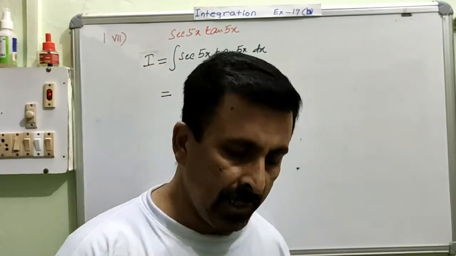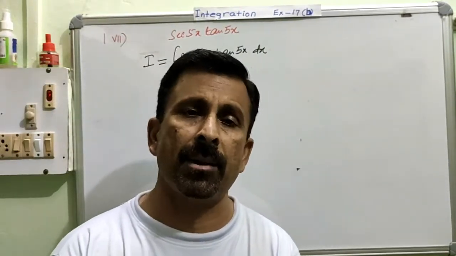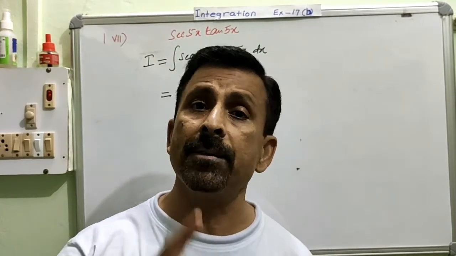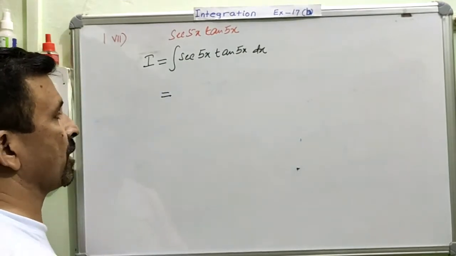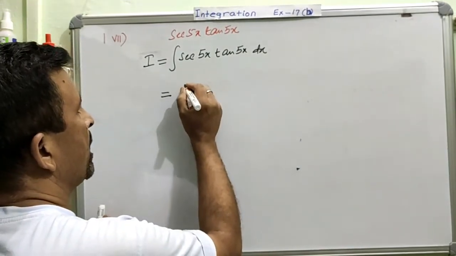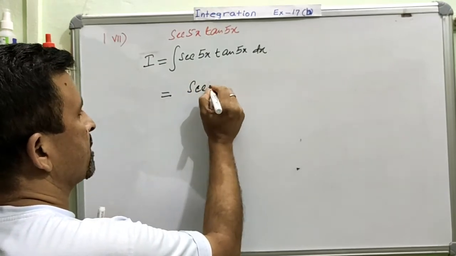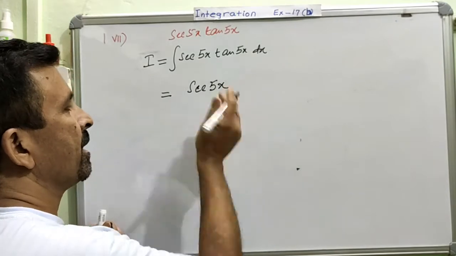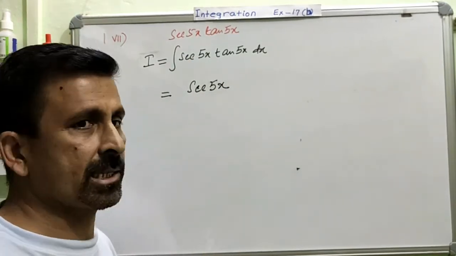Am I clear? So the minute I read this as sec x into tan x, I remember that sec x into tan x is the derivative of sec x, right? Therefore this can be integrated without doing anything. So we will write the integral of this part as sec x, and x is 5x, so sec 5x. Clear? Now we are done with the trigonometric part.